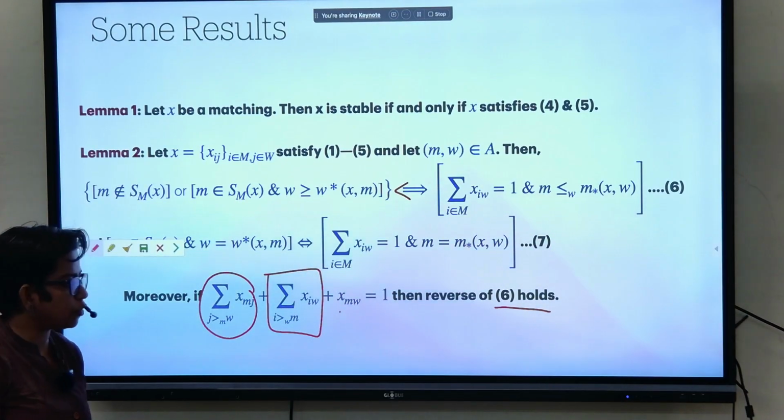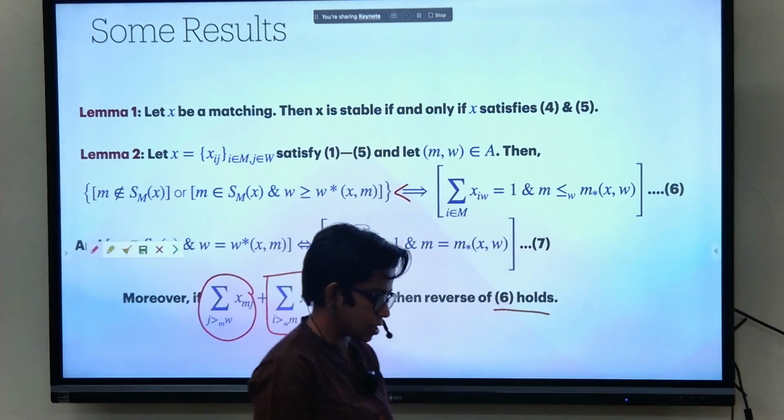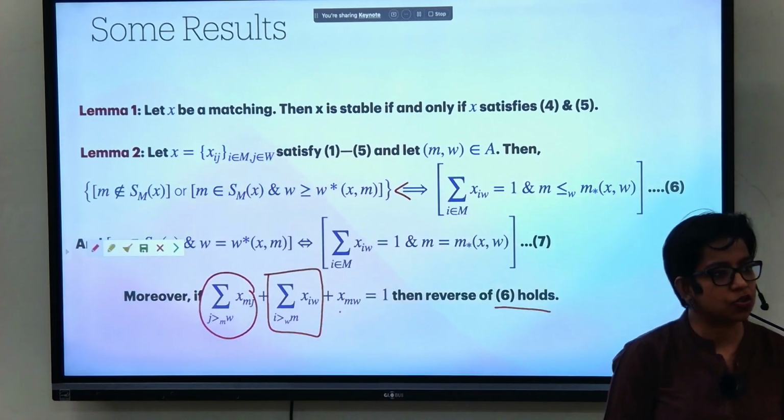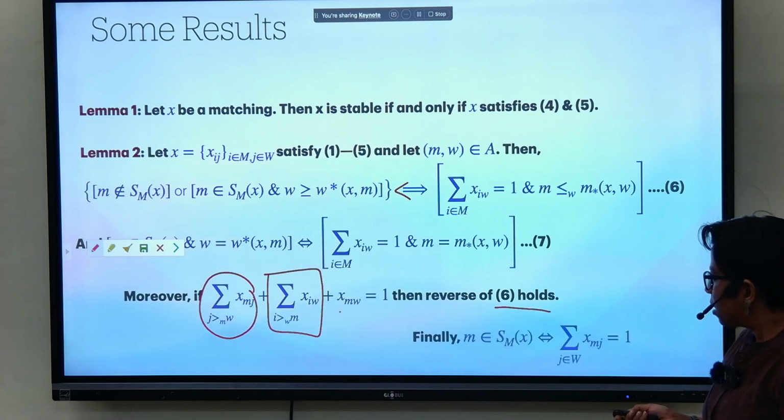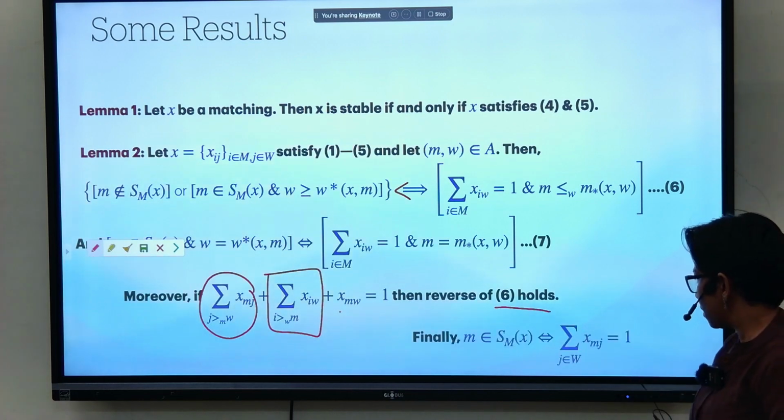So this, I tell you, if you just spend a bit of time with the constraints and so on, you will be able to see why this is true. Okay. Okay, any questions so far?